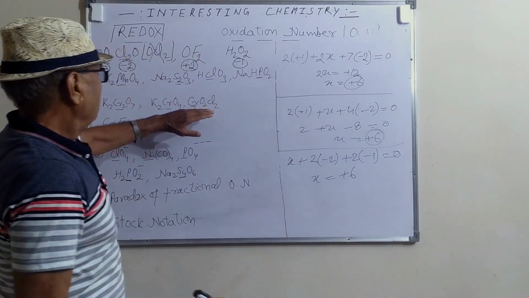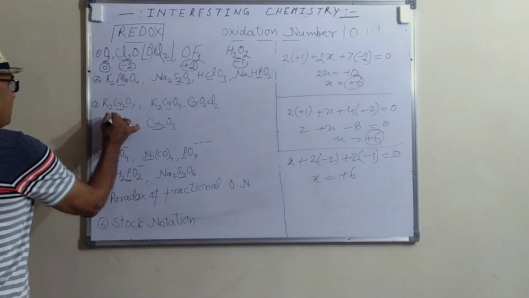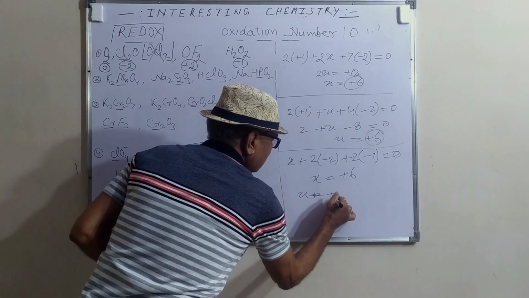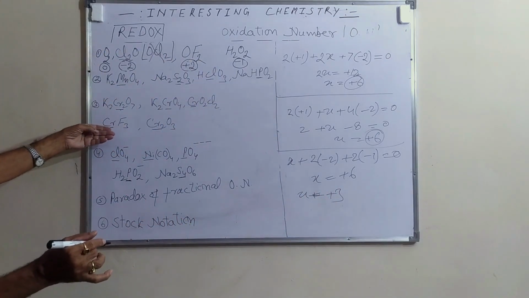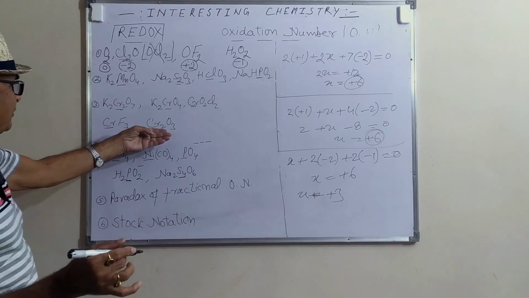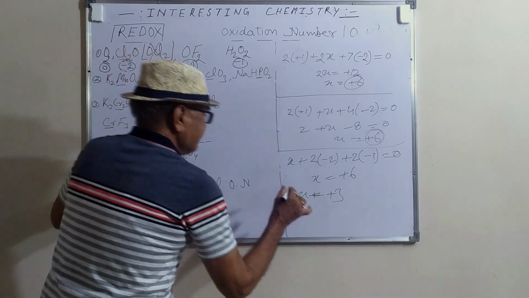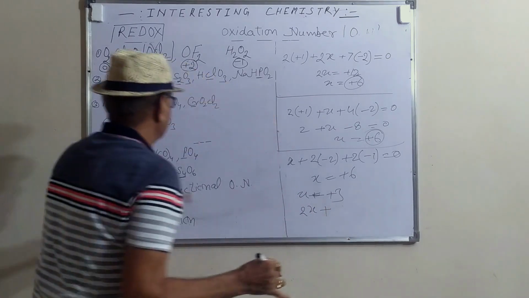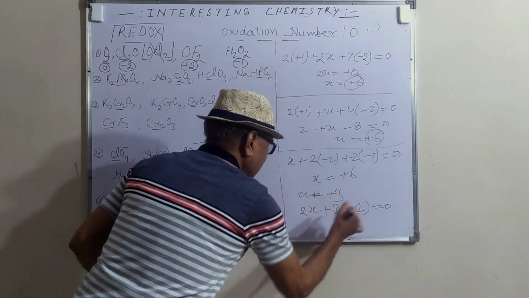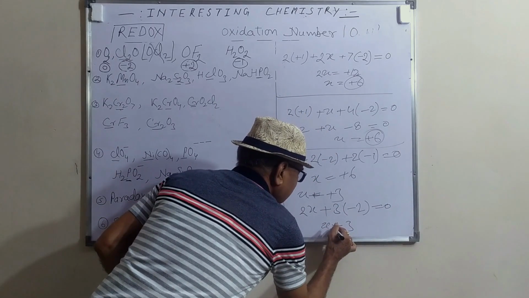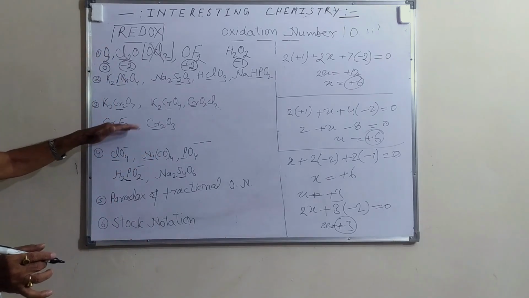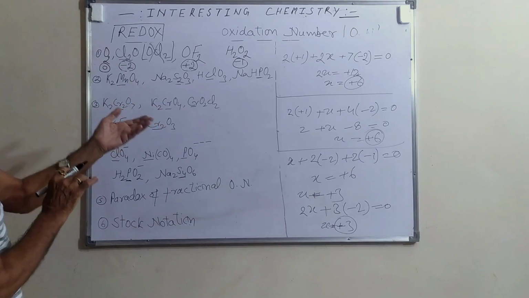Again here, the oxidation number of Cr is plus 6 in all of these, and the last is CrCl3. It is very easy: X minus 3 is equal to 0, so X is equal to plus 3. Then Cr2O3. Here also 2 Cr, it means 2X, 3 O, 3 into minus 2 is equal to 0. So X is equal to plus 3. So I think you can calculate all the oxidation numbers in this section.